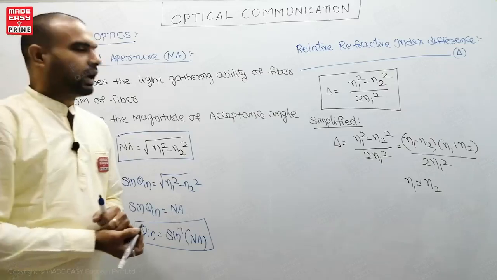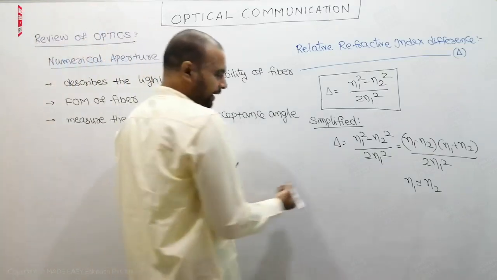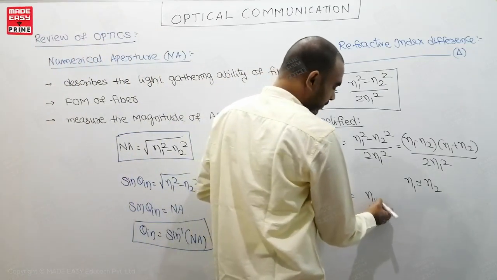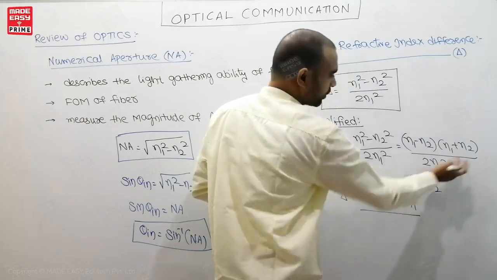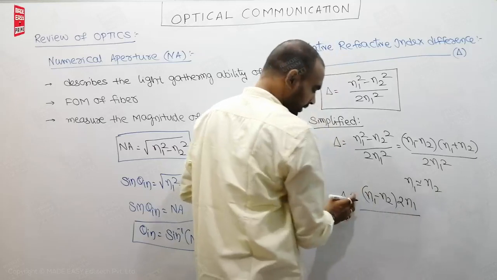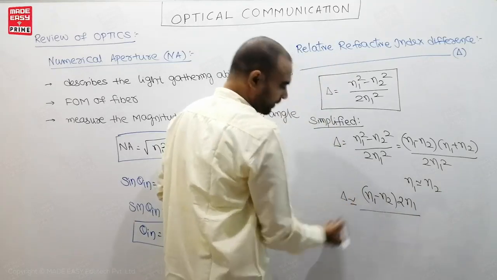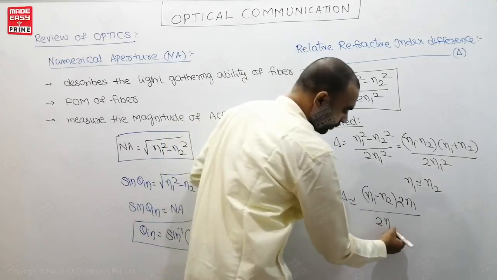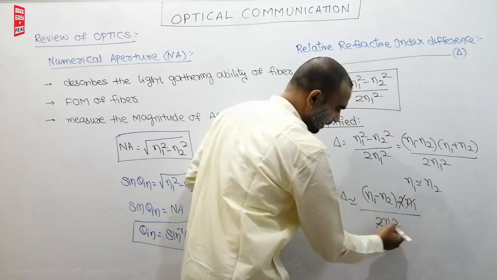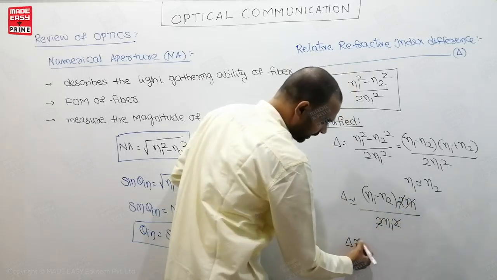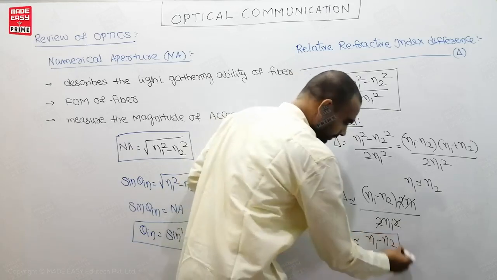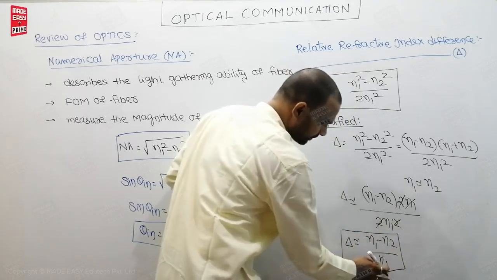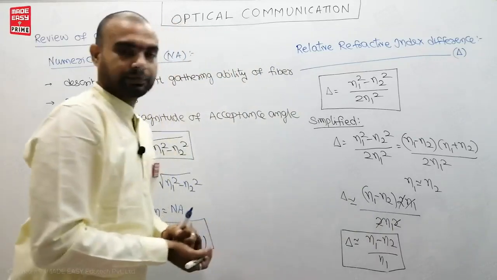So n1 and n2 are approximately equal. Then we can write delta is equal to n1 minus n2 into, value is equal to n1, because we put n2 also equal to n1. Then they are becoming approximately equal. So 2 into n1 square, and these two will get cancelled out. Then delta is going to be equal to n1 minus n2 divided by n1, which is called as your delta.